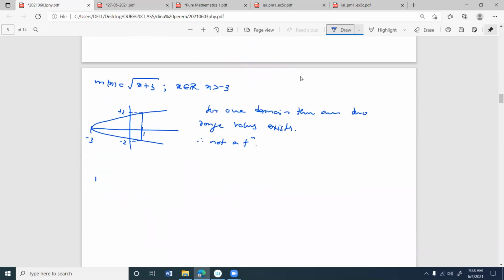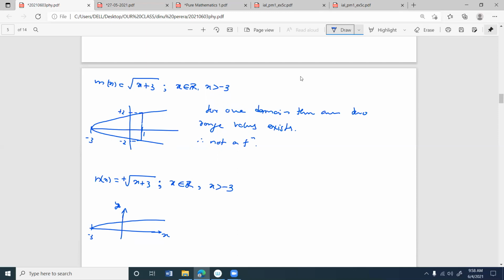They have given n(x) equals the square root of x plus 3, the positive root. Specifically they mentioned we are concerned about the positive root, not the negative root. x is greater than minus 3. That means the graph is just like this. Yes, this is y, sorry, and this is x. Now tell me whether this is a function or not a function.